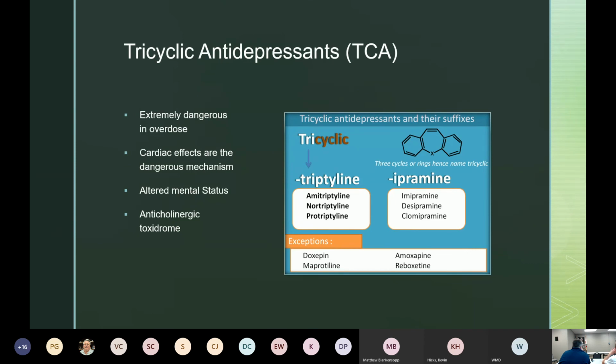As you'll see, a lot of these drugs end in -triptyline, as you see on the left, amitriptyline, nortriptyline. Also, you'll see -ipramine is the suffix on some of these drugs as well. These are extremely dangerous in overdose. These will cause any ER doc to start sweating when they hear about a TCA overdose coming in. The reason is these patients can decline very rapidly. They can be looking great and then all of a sudden acutely decline.